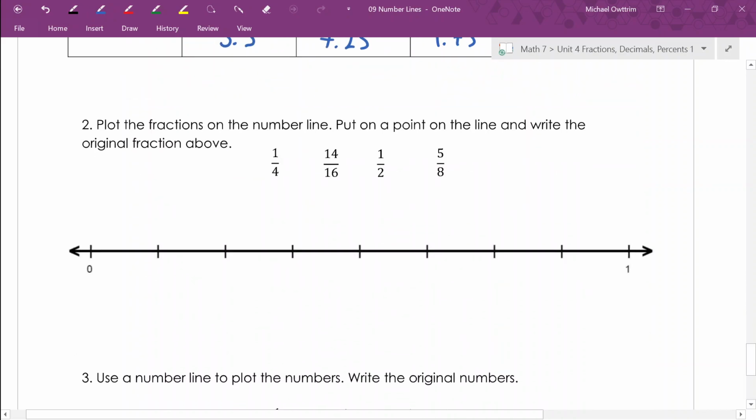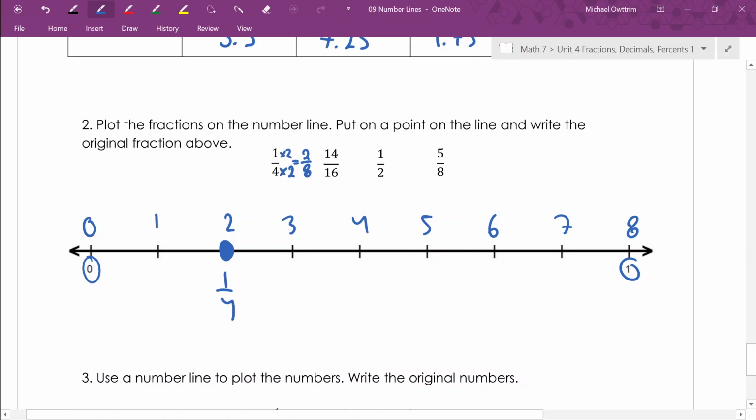We want to put these fractions on the number line and put a point on the line and write the original fraction above. So let's first off see what they've given us as far as a number line. We're again going to count our ticks between 0 and 1. That's one whole. So we got 1, 2, 3, 4, 5, 6, 7, 8 ticks. Which means we want all these fractions to have denominators of 8 to be able to put them on the line. So let's go ahead, we'll multiply the first fraction by 2. That'll give us 2/8.